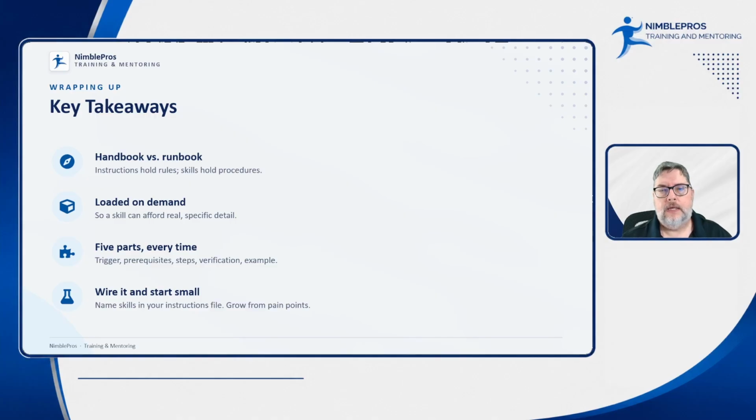Skills are only loaded on demand, so they're not included in every single request. They're only included when needed. So it's important that your instructions on when to include those skills files are very clear and detailed enough so that the AI agent knows when those skills should be included. Include those five steps: the trigger, the prerequisites, the steps, the verification, and the example. You should include those every single time, because each of those pieces is needed as part of the skill in order to implement it.